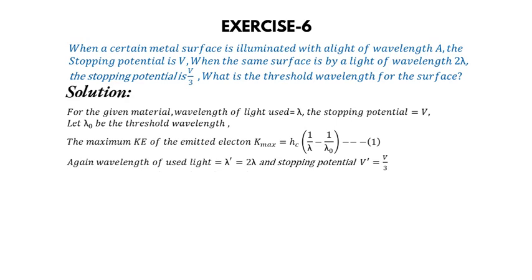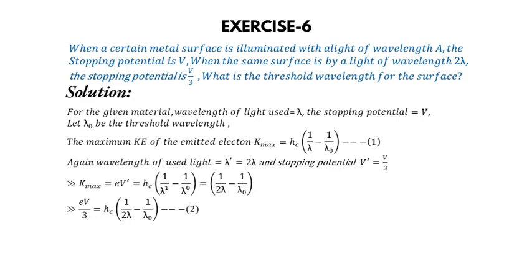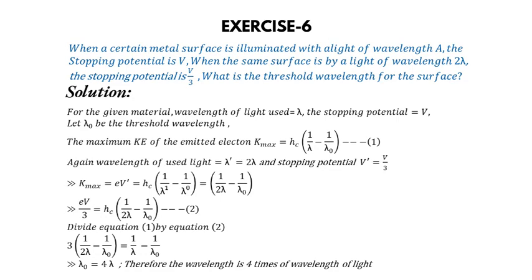Again, the wavelength of the light used is λ' equal to 2λ, and the stopping potential V' equals V/3. That means K max equals eV' equals hc times (1/(2λ) minus 1/λ0). It also means eV/3 equals hc times (1/(2λ) minus 1/λ0), which is equation 2. Divide equation 1 by equation 2.